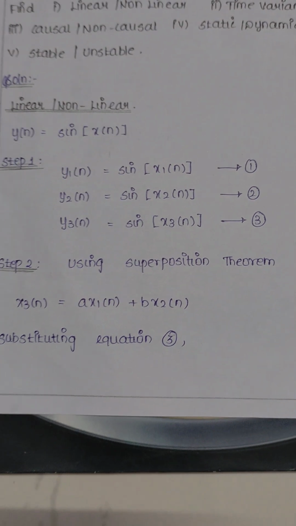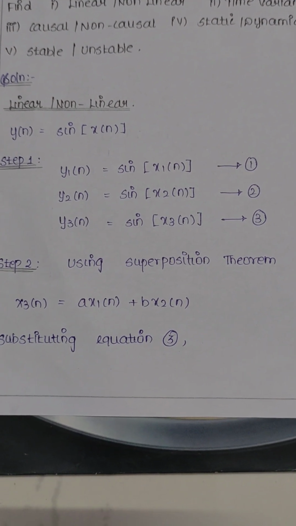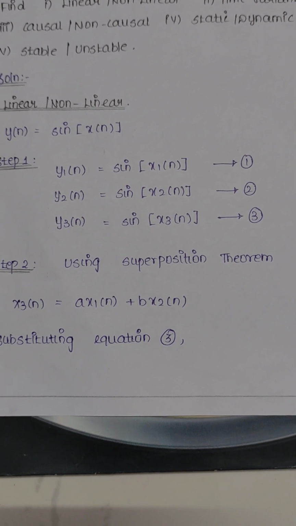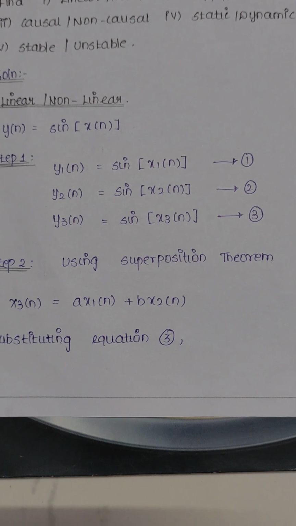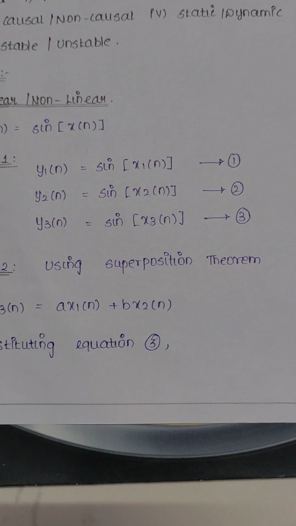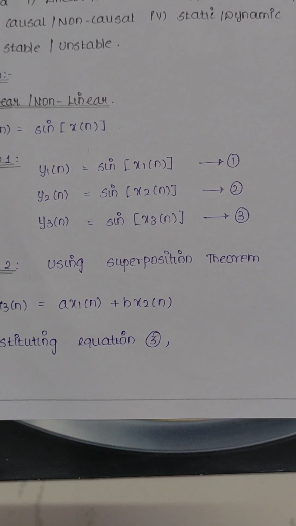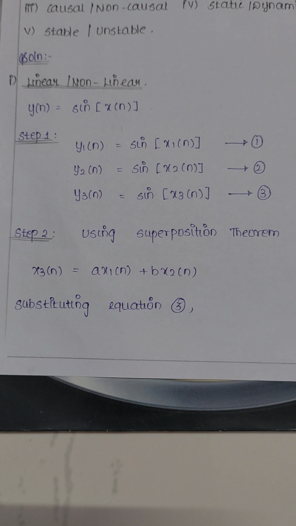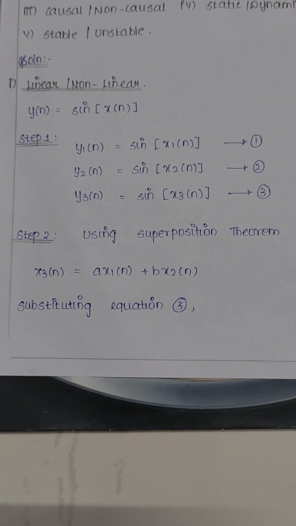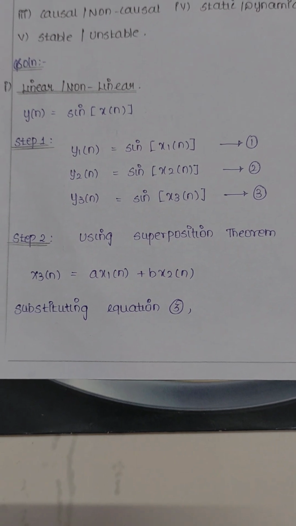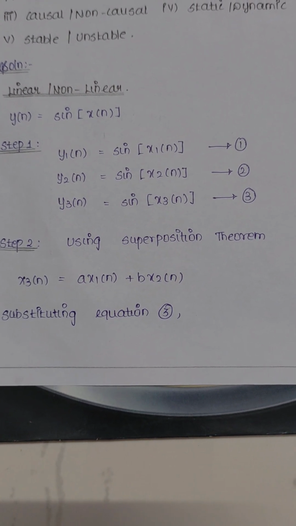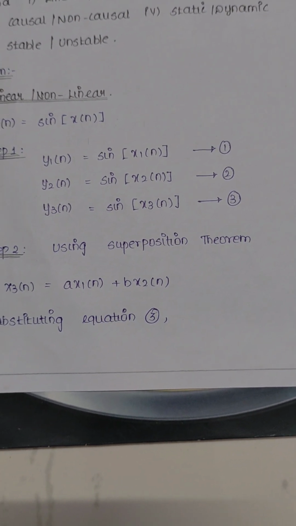Next, step 2, by using the superposition theorem. Whenever a system is linear, it obeys the superposition theorem. You know what is called the superposition theorem. When two or more charges, or two or more points are connected, that point is calculated by the net force or net points. That is called the superposition theorem. The expression is: a1 x1 of n plus b x2 of n gives a y1 of n plus b y2 of n.